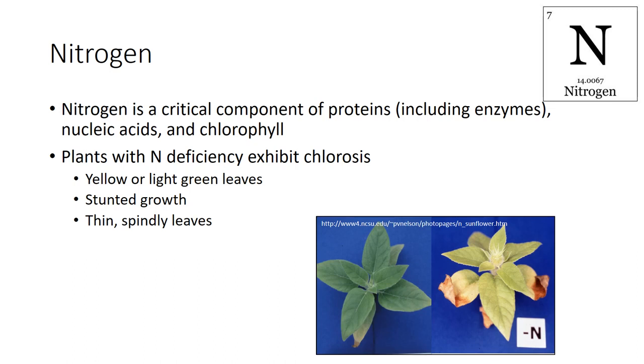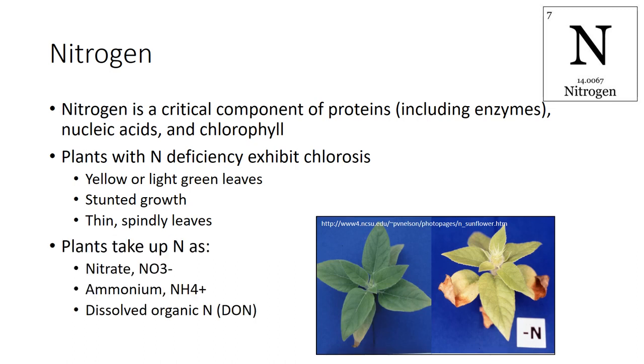So if a plant is deficient in nitrogen, because it is so important for so many parts of producing a plant, plants that are deficient generally exhibit yellowing or light green colored leaves. They will have stunted growth because they can't produce enough proteins and chlorophyll to actually produce more biomass. And they oftentimes have thin, spindly leaves.